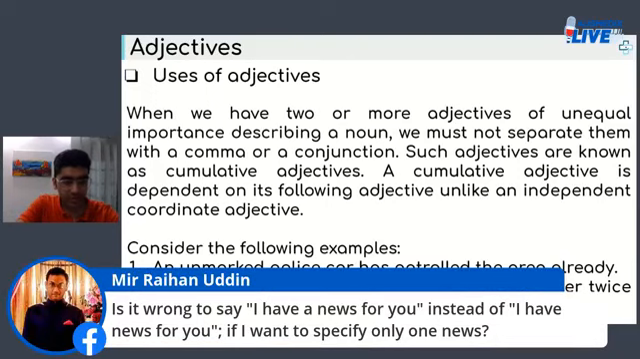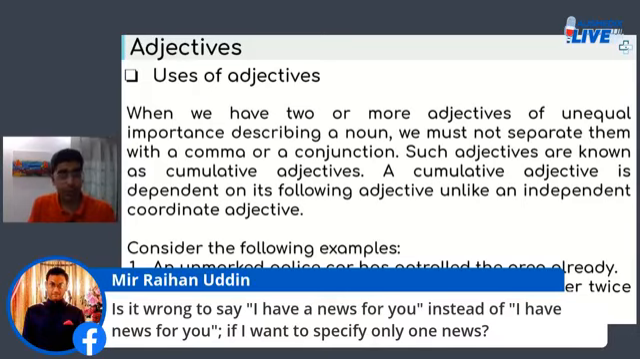Mirahanuddin has another query. He says, is it wrong to say I have the news for you instead of I have news for you if I want to specify only one news? Yes, I discussed this yesterday already, but I would definitely clarify this for you once again. You cannot say I have a news for you, of course not, because news is an uncountable noun. Uncountable nouns cannot be counted, and therefore you cannot put a or an before it, because both a and an carry the number one, right? If you say a news, you mean one news, and you cannot have one news because news is uncountable.